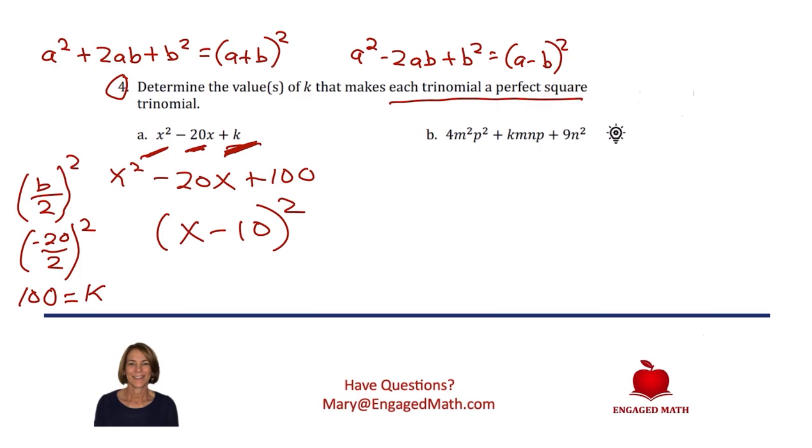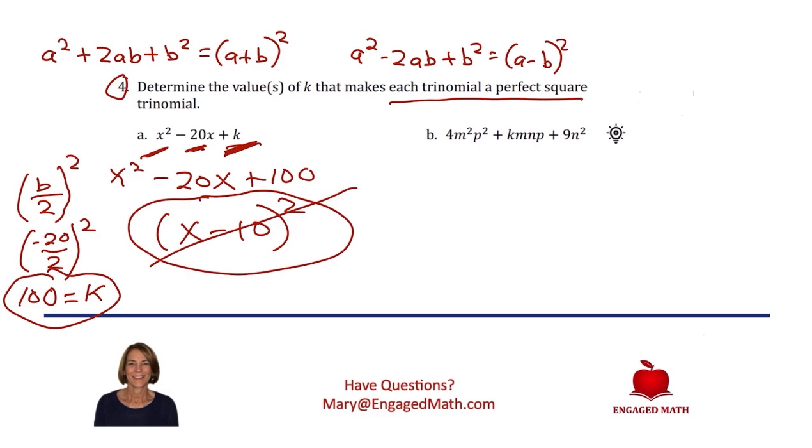So what's really nice, though, is we have a very straightforward method to figure out what that last term, that third term, needs to be so that it's a perfect square trinomial. Okay, let's go to B. It's a little bit tougher. By the way, one other thing on this, k is equal to 100 was our final answer. This work that I did here was just to show you that it does work, that our answer is correct. Okay, let's go to the next one.